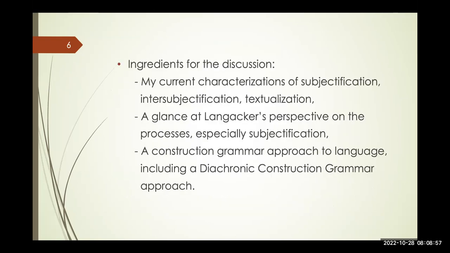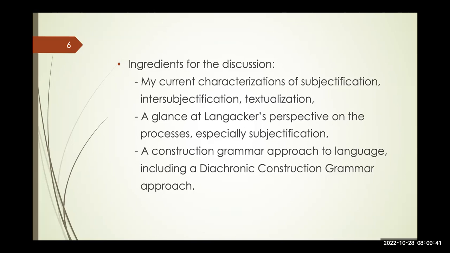To do this, I need some ingredients for the discussion. I need to provide some background. I'm going to start with my current characterizations of subjectification, intersubjectification, and textualization. I'm going to glance briefly at Langacker's perspective on the processes, especially subjectification. I suspect you're all familiar with Langacker's approach. And just to be sure that I'm clear that I'm doing something very different from him, I will go through primarily the differences between my approach and his.